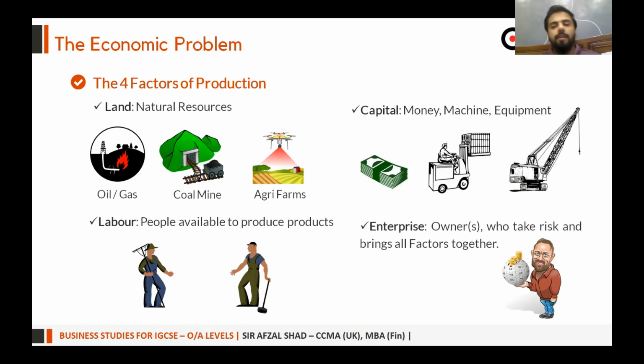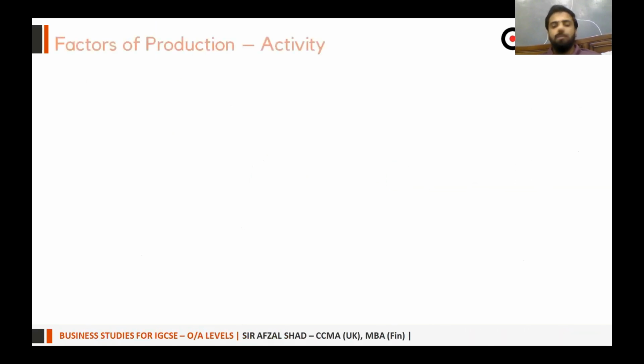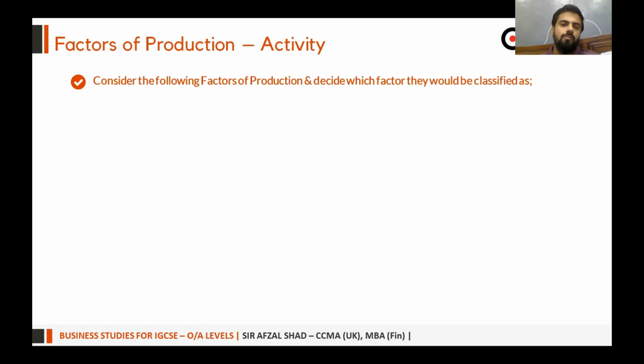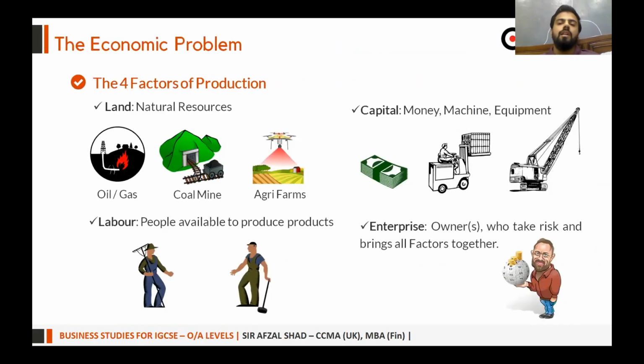Okay. So moving on to the next point, here is a short activity for you. We have discussed the 4 factors of production. Before starting this activity, let's take a quick sneak peek over the 4 factors once again and remember them. The first factor was land. Second was labor. Third was capital, and fourth was enterprise. And you must know what these 4 factors are.